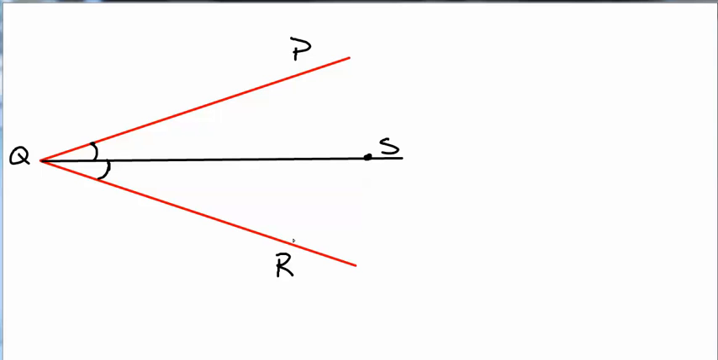Yeah. Okay, so in this case, if these two angles are congruent, then SQ is an angle bisector.